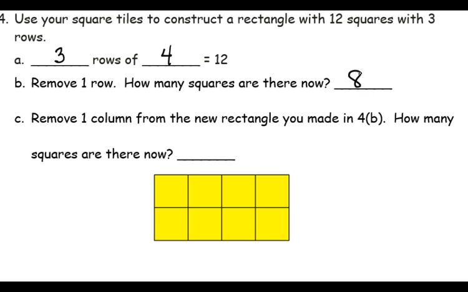Now I need to remove one column from this rectangle, so I'm going to take this last column off of this array. Once I remove that column, I'm now left with 2 rows of 3, or a total of 6 squares that make up my new array.